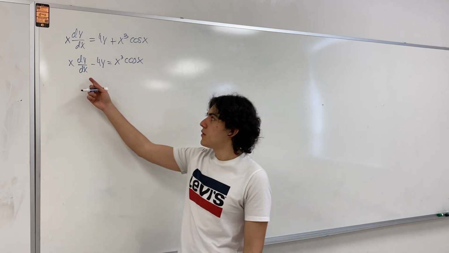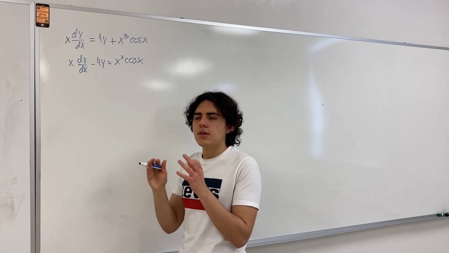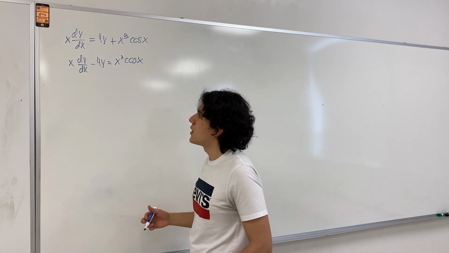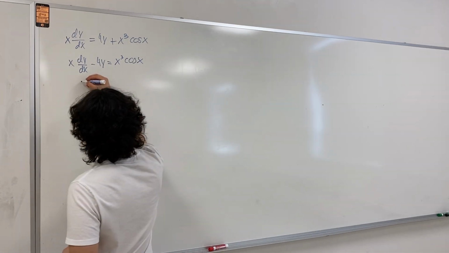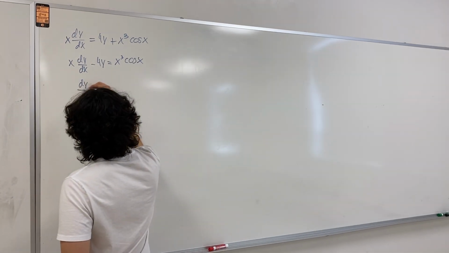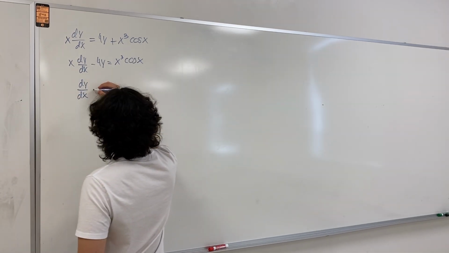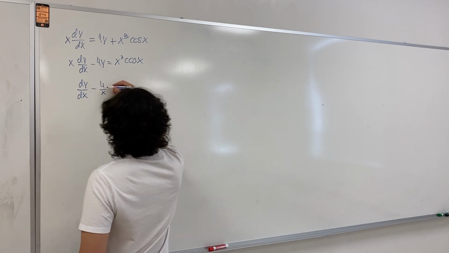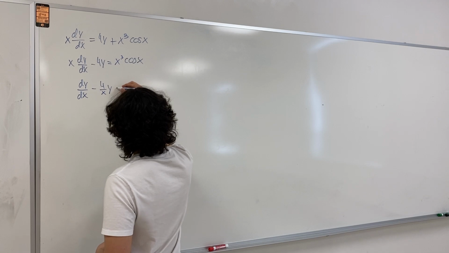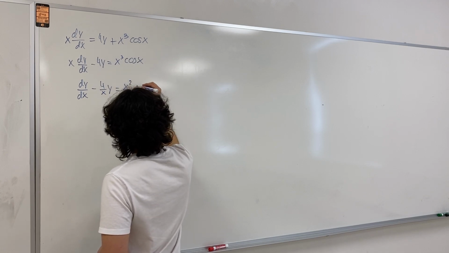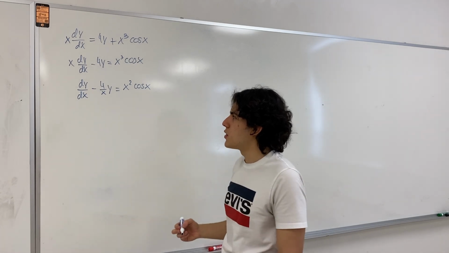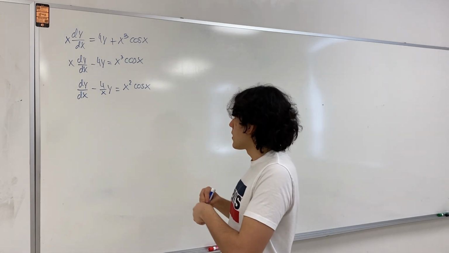So we need to isolate dy/dx, and by that I mean we need to have it as a single term. So I'm going to divide both sides of the equation by x, and that's going to give us dy/dx minus 4 divided by x times y, and this is equal to x squared cosine x, okay? So I just divided both sides of the equation by x.